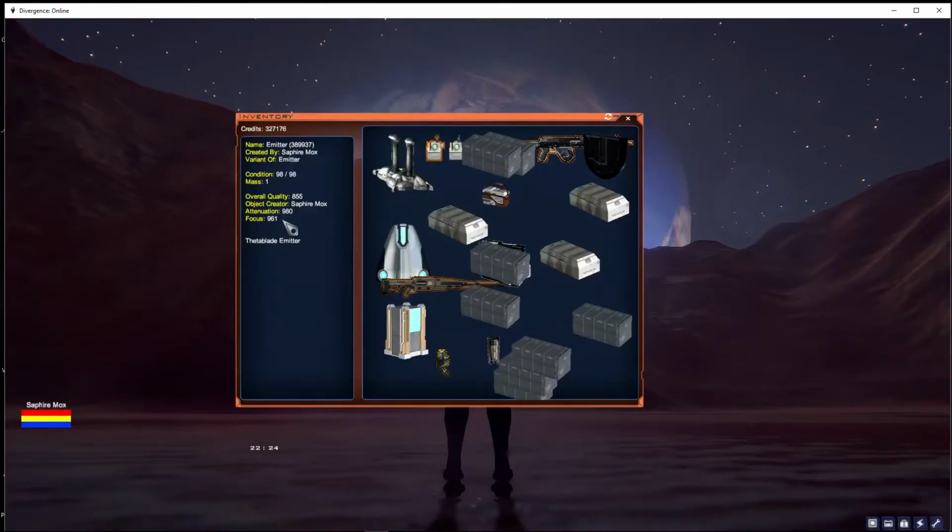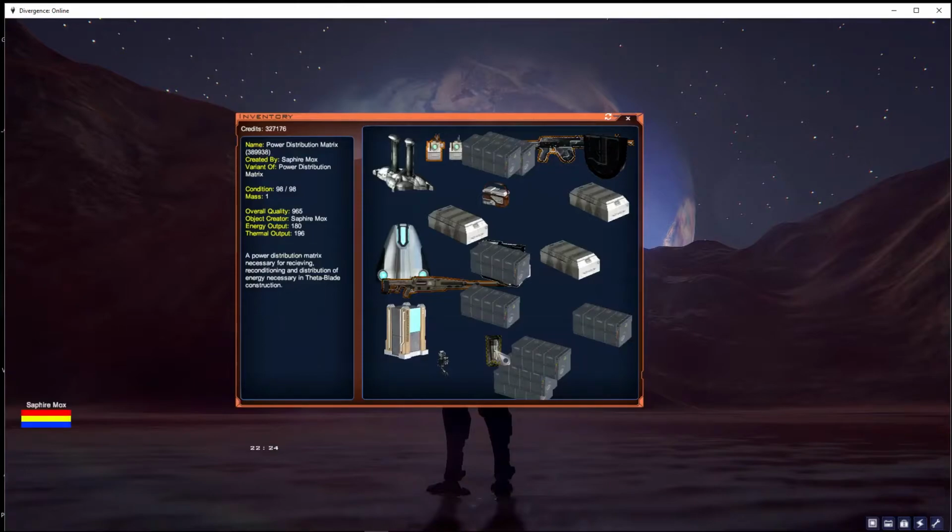Ethan did a great job of describing the different attributes and what they mean in his video. I've made some notes here. But the focus of these videos is going to be experimentation and the results of that experimentation. So that's the first emitter I've ever created, condition 98, overall quality 855.